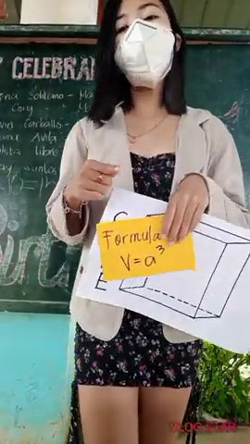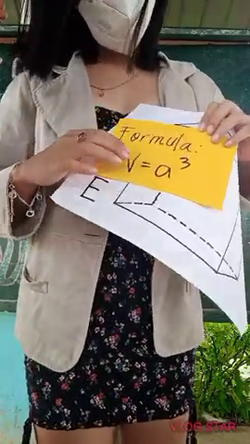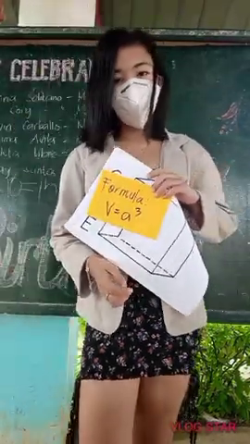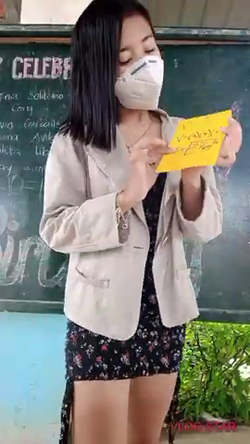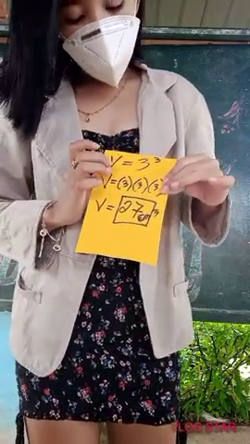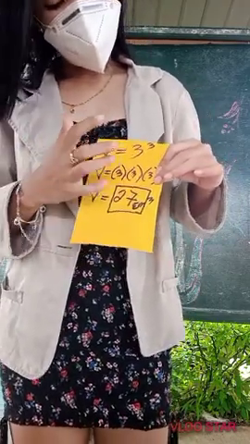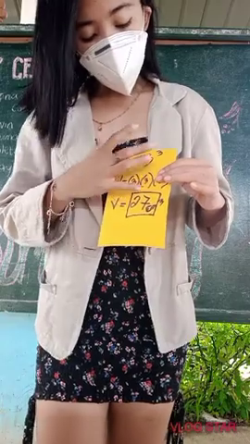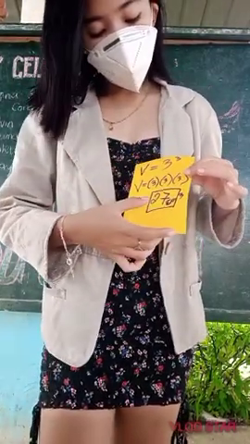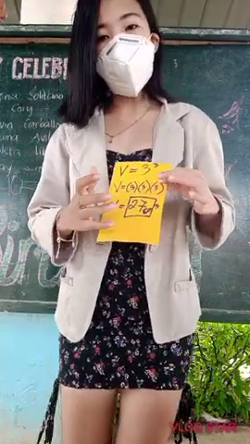In finding the volume of the cube, this is the formula we are using: V is equal to a cube. For us to solve the volume of the cube, this is the example. The formula is V equals a cube. Our a is 3. So a cubed, V is equal to 3 times 3 times 3. It is 27 centimeter cube. Notice it is cubic because we are finding the volume.